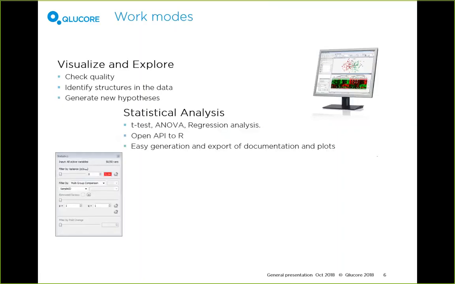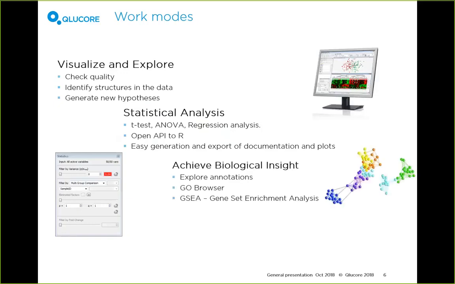Also, the software package contains a thorough statistical analysis tool where you can do t-tests, you can do ANOVA tests, regression analysis, and so on. And if the built-in tests aren't enough for you, we've got an open API to the R language, so you can actually extend the statistical engine with your own statistical tests written in R. There's plenty of documentation, there's plenty of plots available, so you can export your plots and use them in your publications.